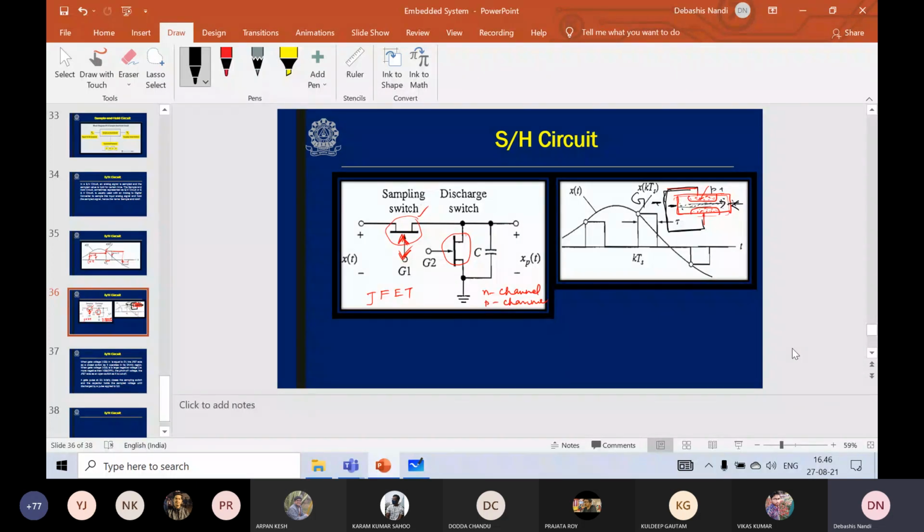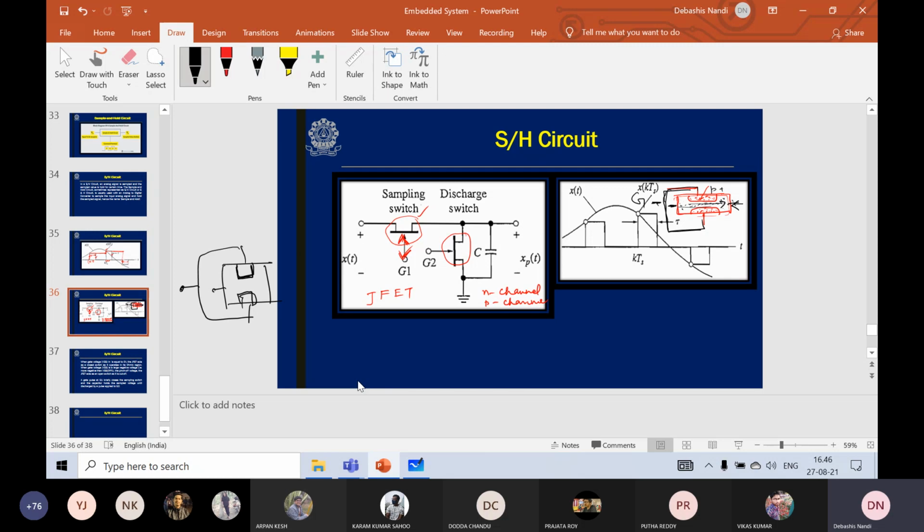Generally, gate to source voltage is kept negative. That means the gate to source junction is kept like this. Suppose this is the gate and this is the source. The gate is kept negative with respect to the source and with respect to the drain also. So this negative voltage makes these junctions reverse biased. If these two junctions are reverse biased, then automatically the depletion region will increase.